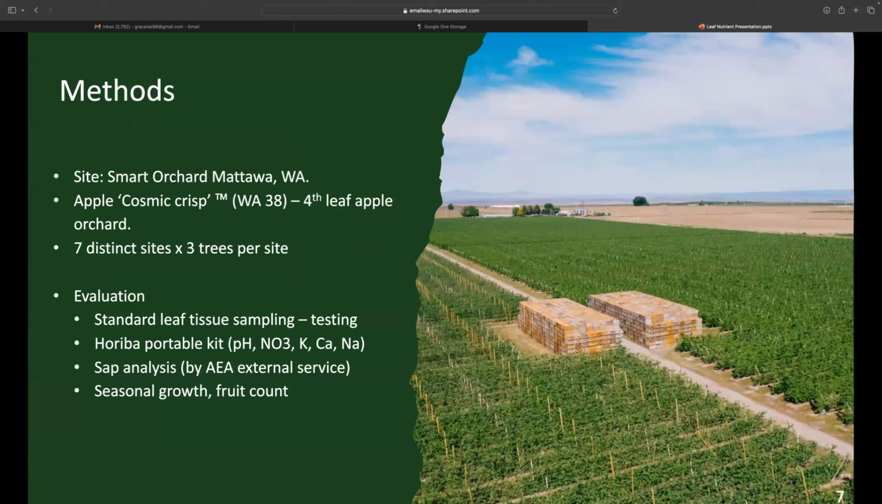Methods. My project was initiated in an apple smart orchard in Mattawa, Washington, and the variety of apple was Cosmic Crisp. The samples were collected from 7 sites, 3 trees per site. These are the evaluations: standard leaf tissue sampling, HORIBA portable kit, SAP analysis, seasonal growth, and fruit count.